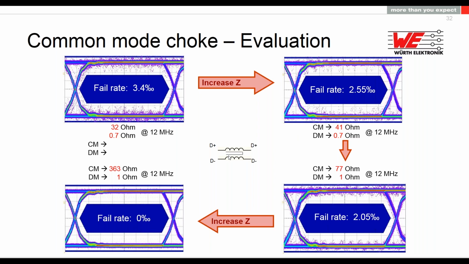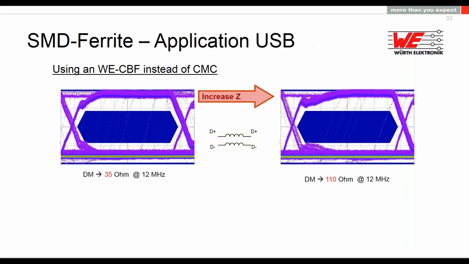Many people think, oh, the common mode choke is nice to have, but it's too expensive. I want to put two chip-bead ferrites, they're much cheaper. Okay, we made the same experiment in the same footprint. We just took the common mode choke out and put in ferrite beads. Already with a ferrite bead of 35 ohm, we saw that the eye diagram was no longer looking so nice. Increasing to 110 ohm, it was not an eye diagram anymore. The fail rate increased to 4.4, and at 110 ohm to 7.5.